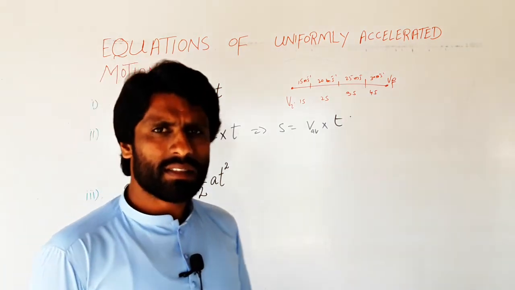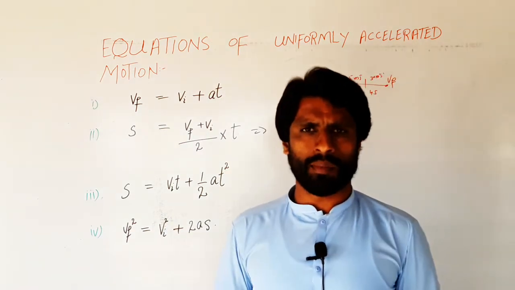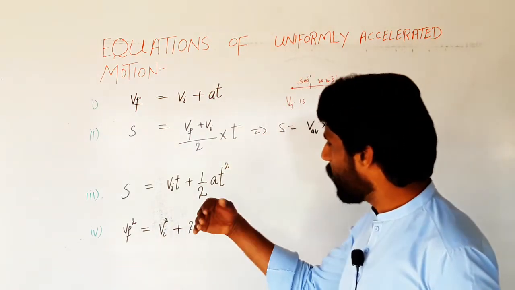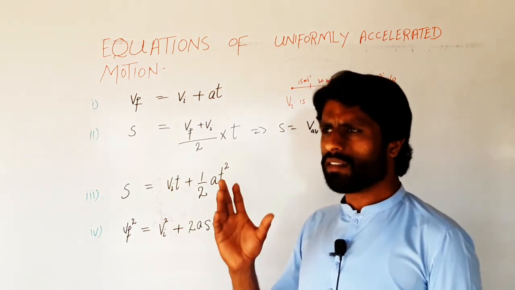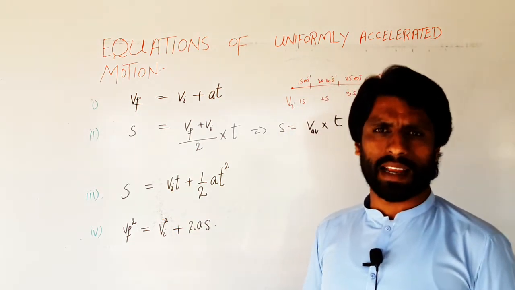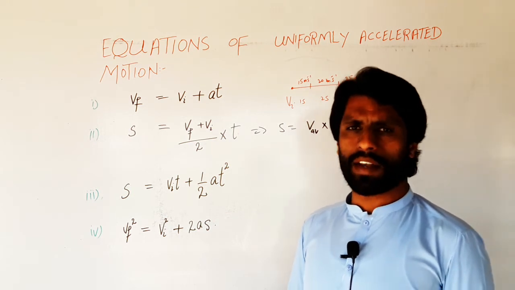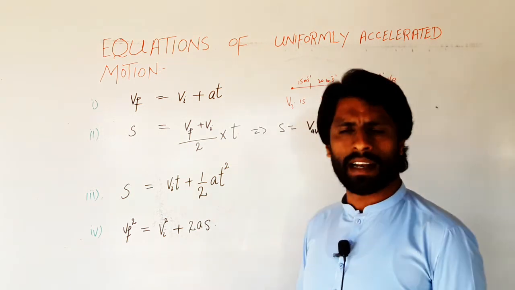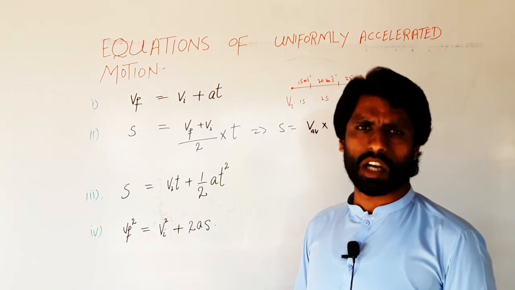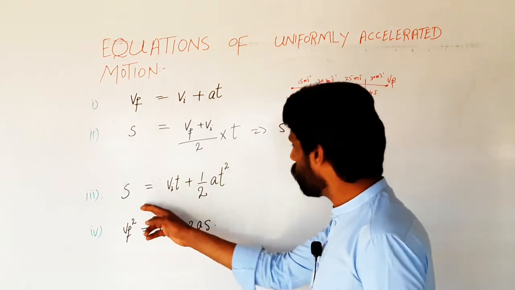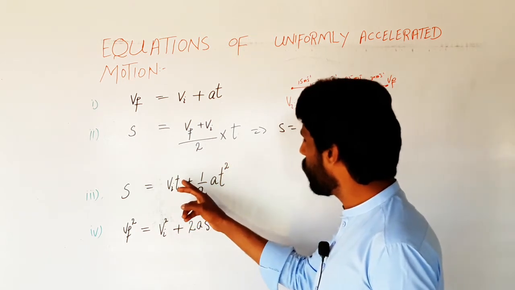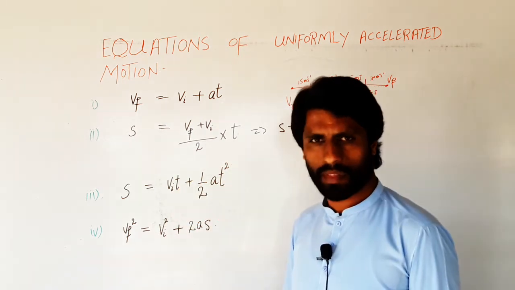And when the statement of the problem is that an object is moving with 15 meter per second with 20 meter per second square acceleration and takes a time of 10 seconds, what is the distance covered by the object? At this condition, we follow this equation, S is equal to Vit plus half At square.